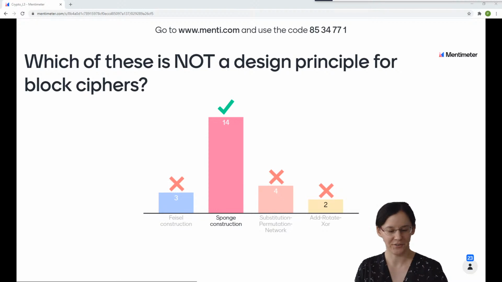So the majority is right again. The sponge construction is not a design principle for block ciphers. Instead, it is a construction of how you can use permutations to build hash functions, among other things. Whereas the other ones all describe what's going on inside a block cipher. So Feistel, as we saw in the exercise as well, substitution permutation network is one of the most widely used constructions, and ARX, add rotate XOR, is more targeted towards software implementations.